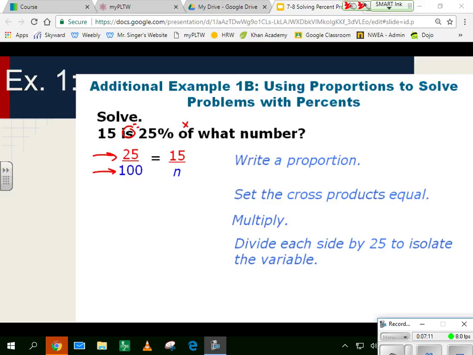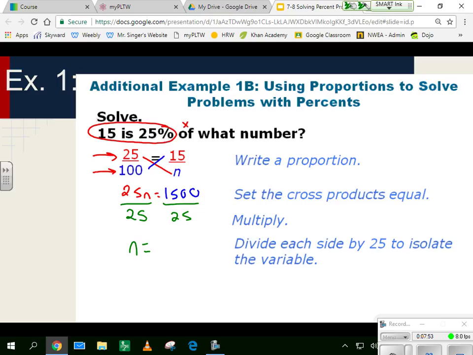Now, since it says 15 is, that would mean that 25% and 15 are on the same side. So when we set up a proportion on the other side, 15 is a part. What we don't know is the whole, of what number. So that's why we get n on the bottom. So once you have a proportion set, now you just solve. Cross multiply, 25 times n gives you 25n. And 15 times 100 is 1,500 when you cross multiply. So now all we have to do is divide 25 on both sides so we can get n alone.